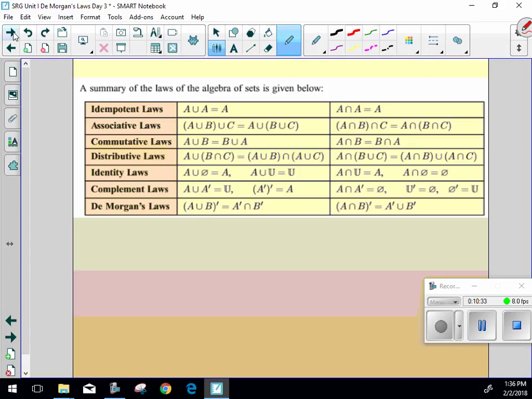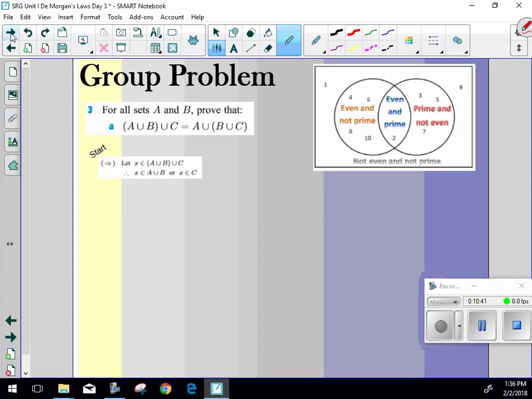Here are some laws that we've mentioned so far. It's an overview. Just read over these, use them, and then we're going to launch right into this group problem. See how far we can get with this. For all sets A, B, and C, prove that A union B union C equals A union B union C, grouped differently. We're going to prove the associative property for union.